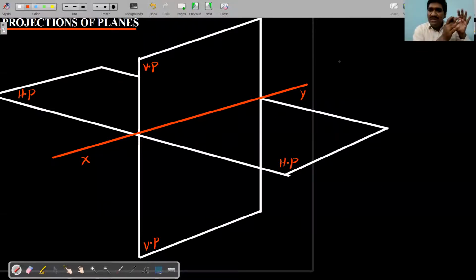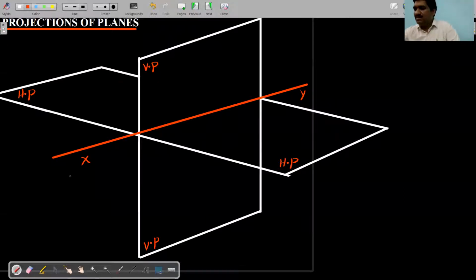As I told yesterday clearly, if we join 2 points, you'll get a straight line. If we join lines, you'll get planes. If we join planes, you'll get solids. And for solids, we have to go for planes, for planes we have to go for lines, and for lines we have to go for the projection of points. So points are over, lines are over. Now we came to projections of planes.